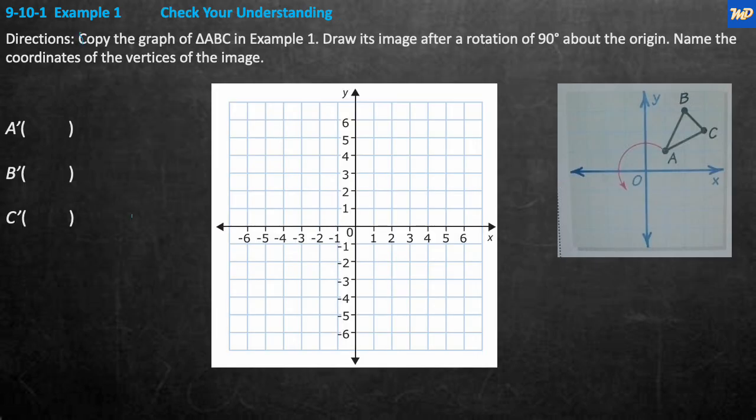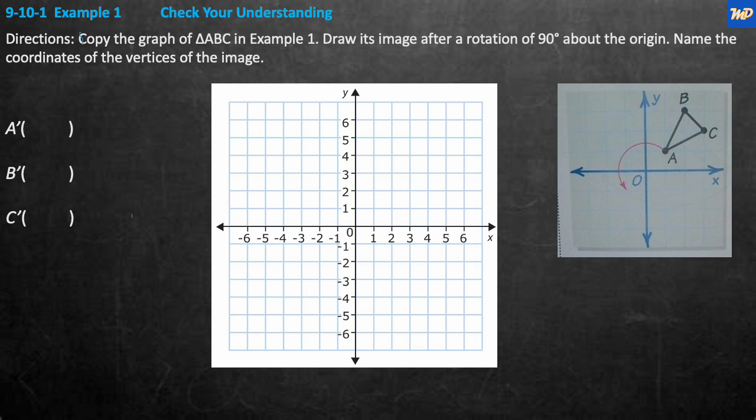Okay, example 1, check your understanding. Directions: copy the graph of triangle ABC. I stuck the picture of it over on the right-hand side there, from example 1. Draw its image after a rotation of 90 degrees about the origin. Name the coordinates of the vertices of the image.